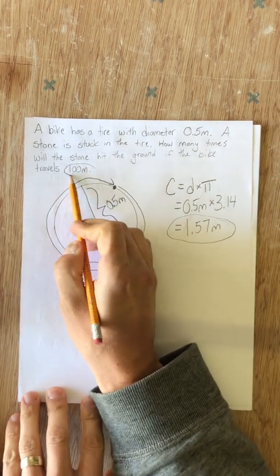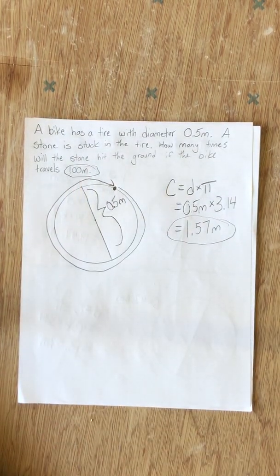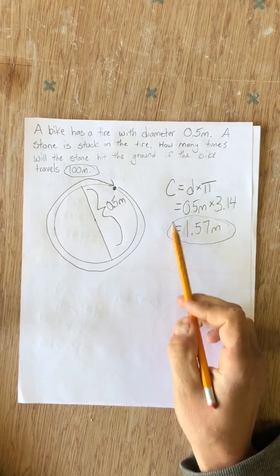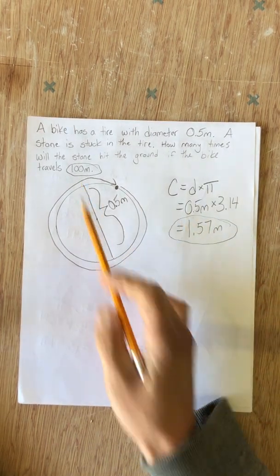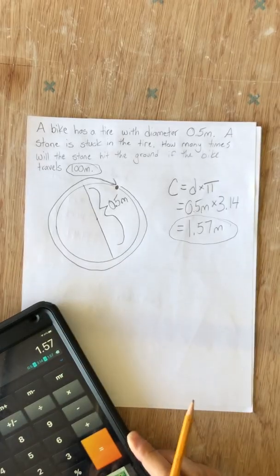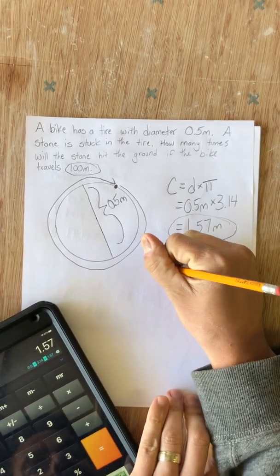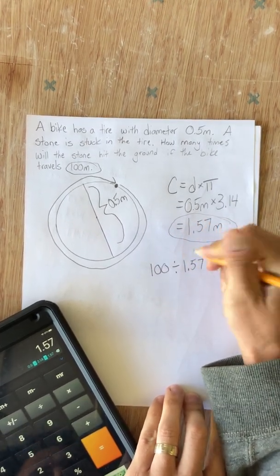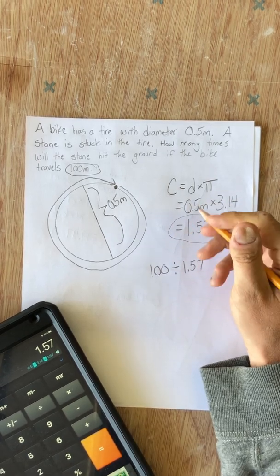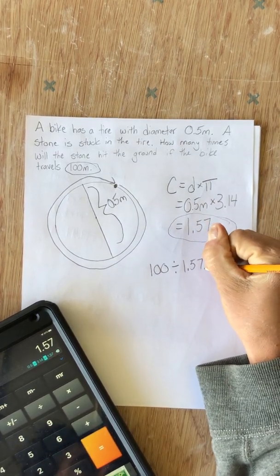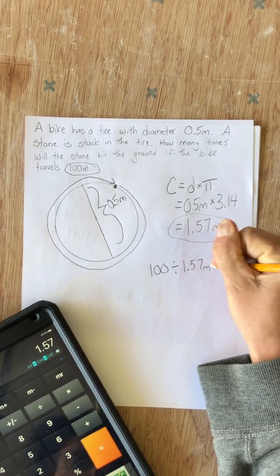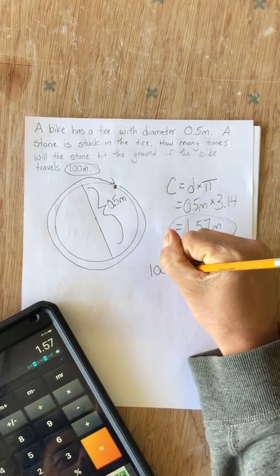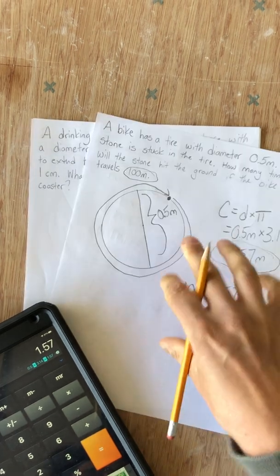in 100 meters. How many times is my tire going to turn in 100 meters? How many times is that stone going to hit the ground in 100 meters? So what I'm going to look for is how many times does 1.57 meters go into 100 meters? What am I doing there? I'm doing division. So I'm going to do 100 divided by 1.57. Okay, and what I'm doing for that, I'm looking at how many times my tire makes a full rotation of 1.57 meters in the 100 meters that it's traveling.